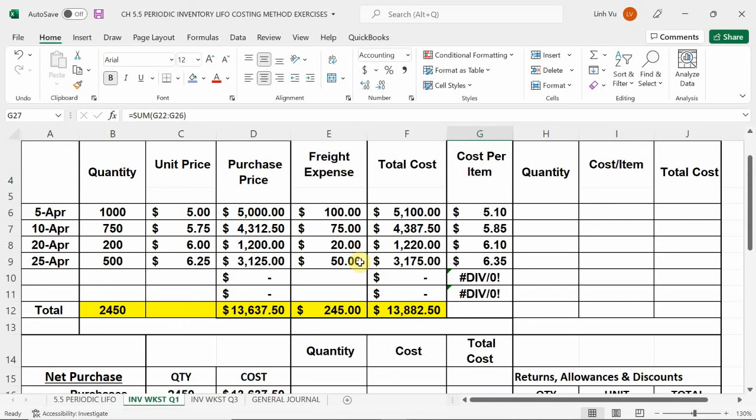The newest batch, which I purchased on April 25th. Correct, right? That's the last batch of inventory that I purchased, which was a total of 500 units. And how much is it going to cost me?